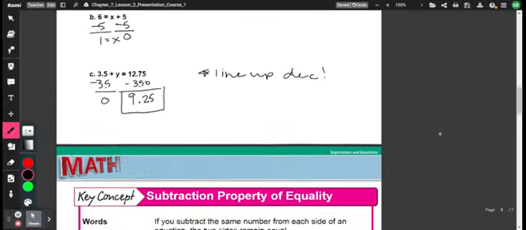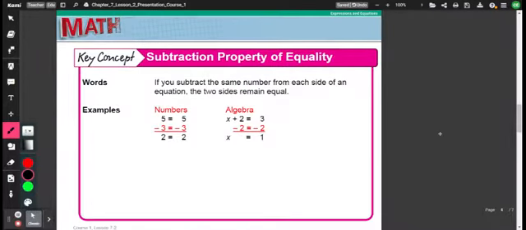Continuing on, we are going to look at the subtraction property of equality. If you subtract the same number from each side of the equation, the two sides will remain equal. Just like I did in the other examples, we took the number and we subtracted, and then we got the same thing that we were supposed to get.